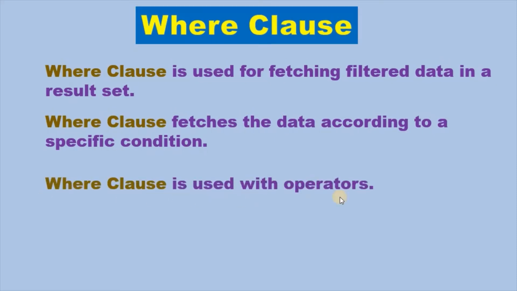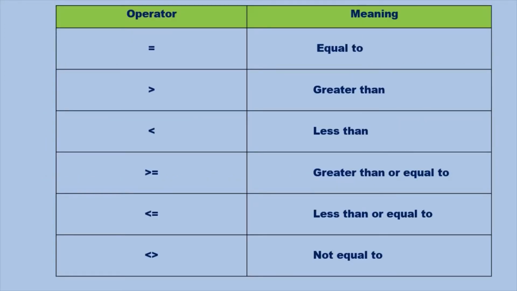The where clause is used with operators. The operator may be a comparison operator or a logical operator. In this video, we are going to see the where clause with comparison operators. So the operators with the where clause may be equal to, greater than, less than, greater than or equal to, less than or equal to, not equal to. Sometimes the not equal to operator can be written in this way also.